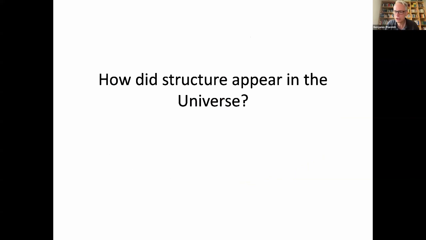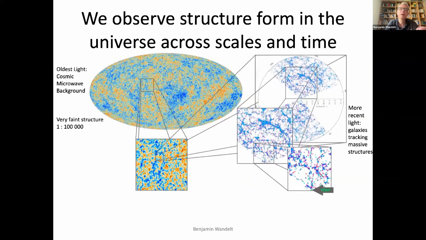All right, so how did structure then appear in the universe? So we answered the first thing. We can see the beginning. Let's keep going. How did structure appear? Well, just using the same trick, we can see structure appearing across time. Just by looking at more and more recent light, we see things that are closer to us. So we start at this oldest light, the cosmic microwave background, and then let's zoom in on a patch of it, and let's zoom in on a small patch of that, just to give you a sense of scale.